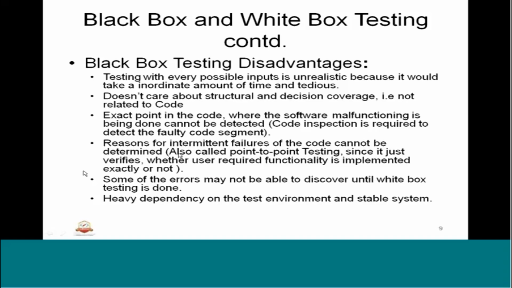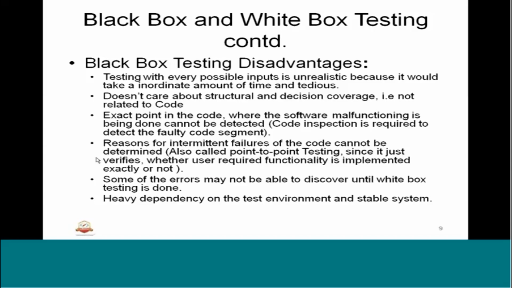Reasons for intermittent failures of the code cannot be determined. That means sometimes a failure comes, sometimes the failure may not come. While doing the testing, it is a very challenging testing aspect. It is called point-to-point testing. Then you just verify whether the user required functionality is implemented exactly or not. So while doing that, intermittent failure could be there. It's very difficult to isolate why those failures are coming.